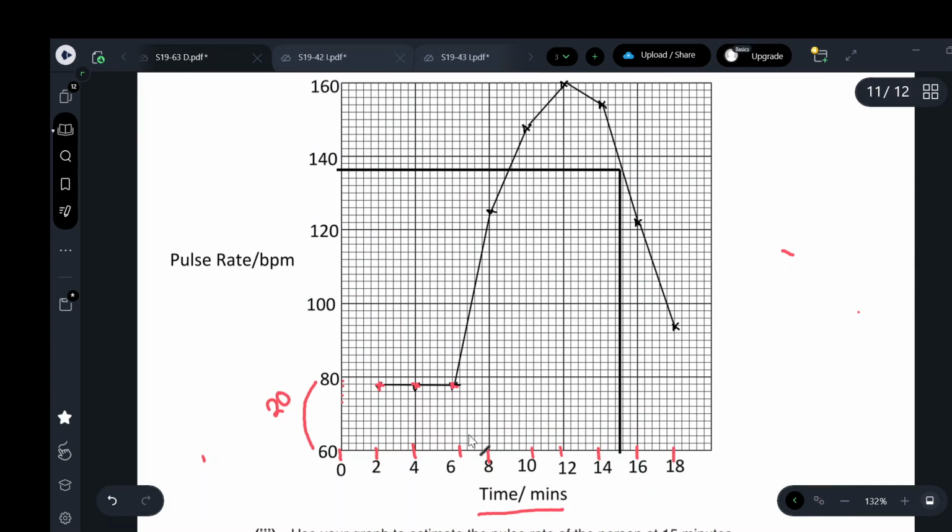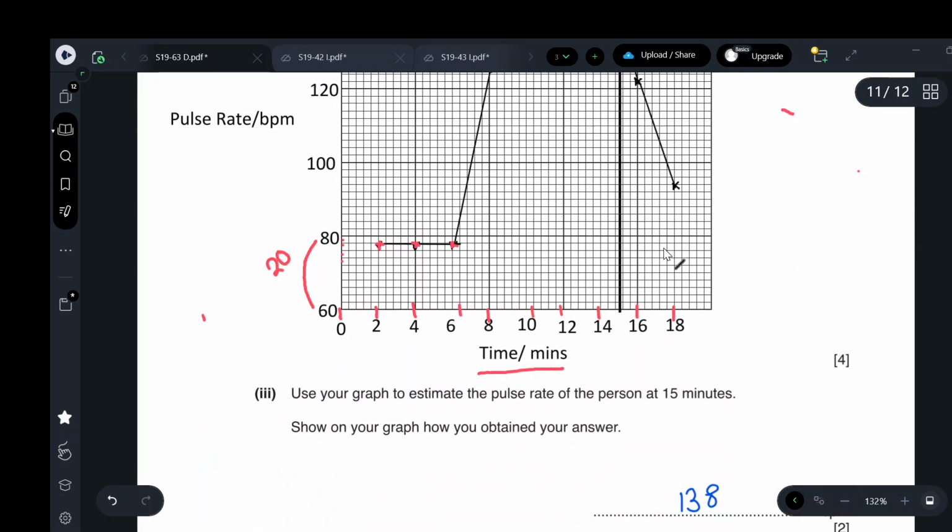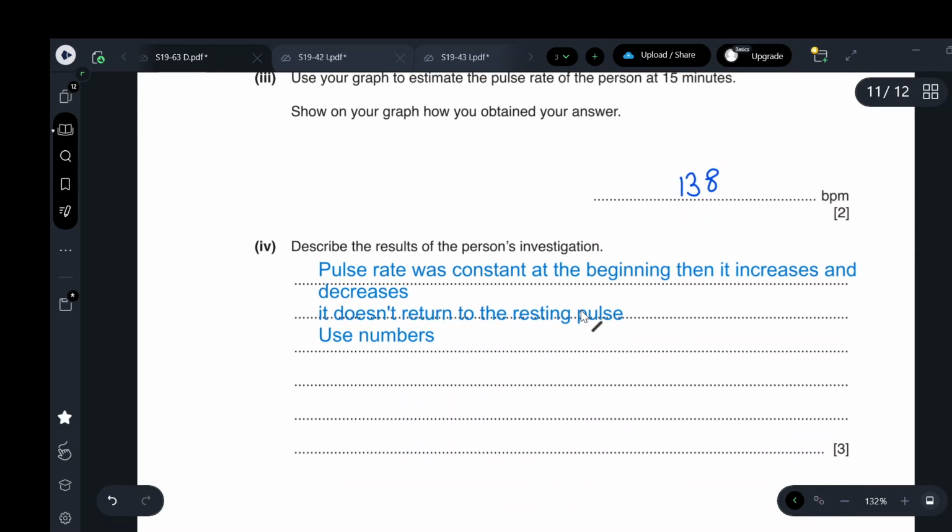How am I going to use numbers? At 8 minutes, it was 122, while at 12 minutes, it was 160. So calculate the difference, subtract them, and tell him that it increased by 38 beats per minute. It increased by 38 beats per minute.